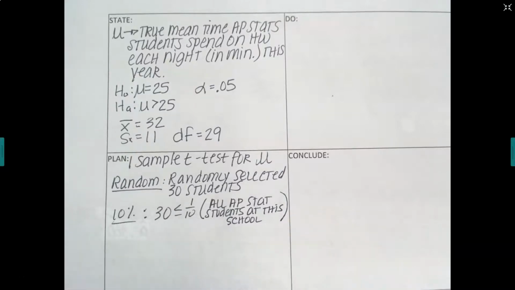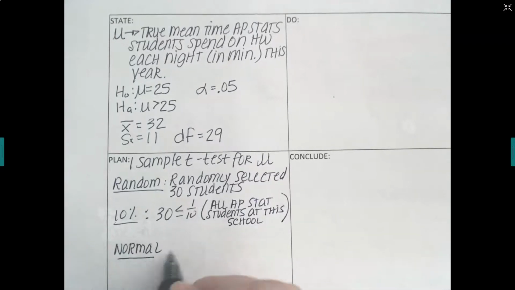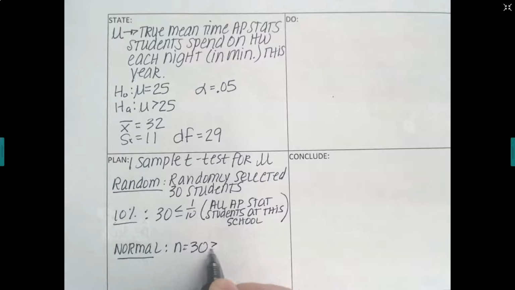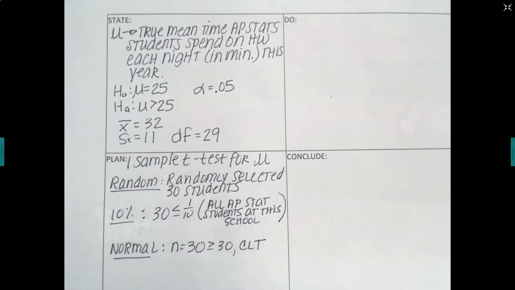Okay. And then normal, because we're talking means, we have three choices. We can either have the population is normally distributed, but it doesn't mention that, so it can't be that. Then we look at sample size, and we're good here because our sample size is 30 which is greater than or equal to 30, so we have the central limit theorem helping us here. You can only have central limit theorem for a means problem. So our state and plan are done. Let's go ahead and go on to the do.